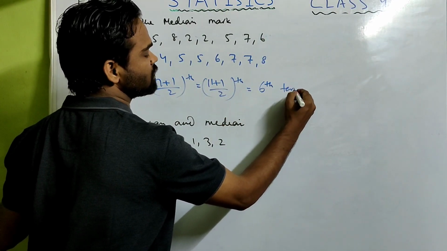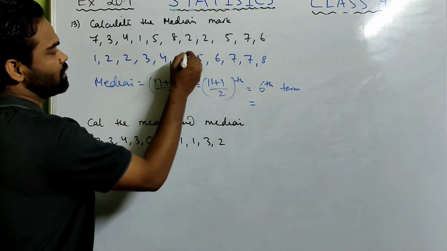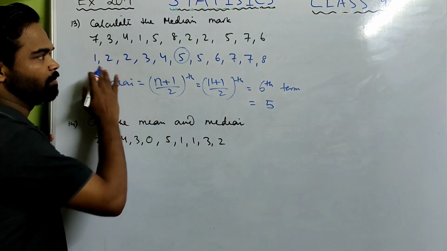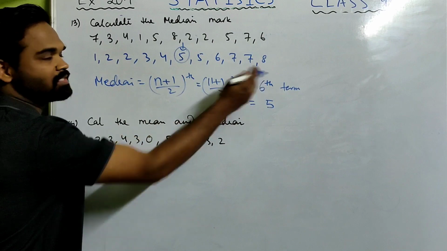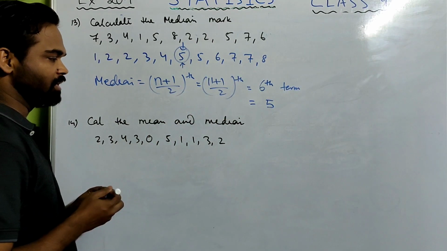So which is the 6th term of the observation? 1, 2, 3, 4, 5, 6. So your median is 5 in this scenario. There's no problem because there is a term which is in the middle. 11 terms, 5 on this side, 5 on this side. This is a middle term. But look over here. Calculate the mean and the median.